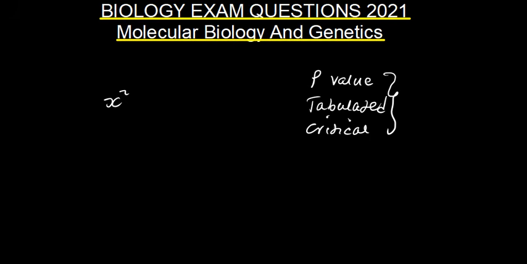Now, how do you pick this value? This value is always tested at a probability of 5%. So we're testing the difference between the observed and the expected at 5%. 5% is the same as 0.05. So this is the probability at which you pick this value. So we have probability this side. Then it's also picked at a degree of freedom.